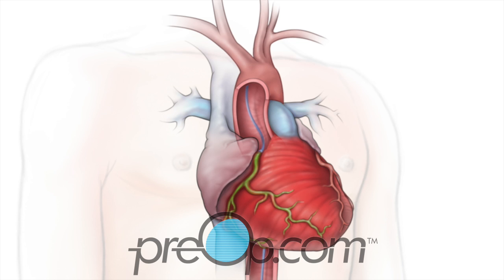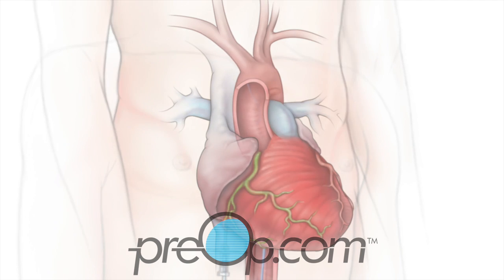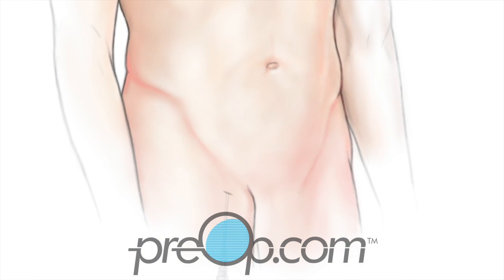At the end of the procedure, blood flow through the treated arteries is checked. Then the catheter and guide wire are withdrawn. Gentle pressure, a stitch, a patch, or a plug is used to prevent bleeding from the artery. The incision is covered with a dressing.